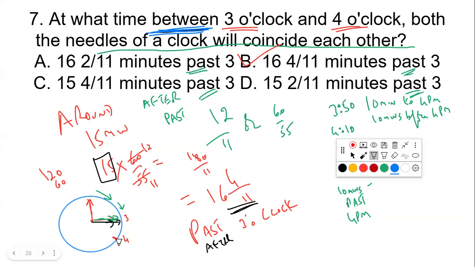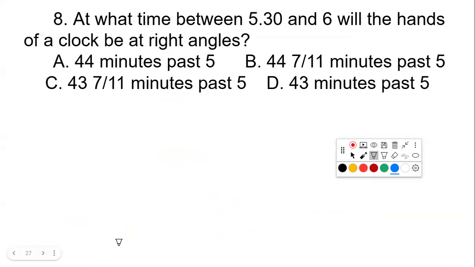So let's do some more questions so you can relate to the problem. Try this one. You need to think a little bit more in this question. At what time between 5:30 and 6 o'clock will the hands of a clock be at right angles?